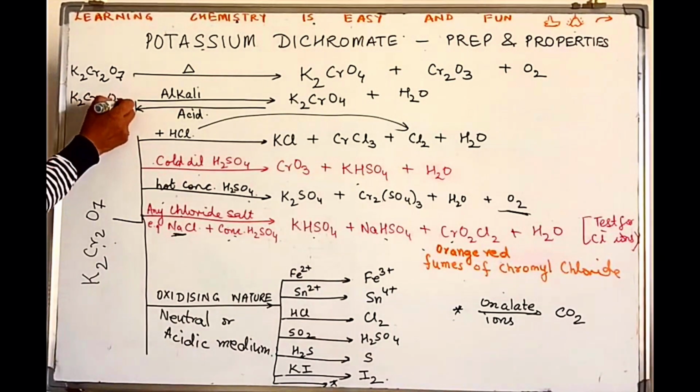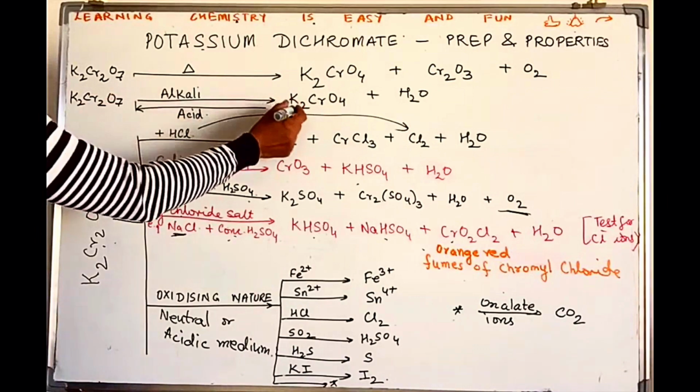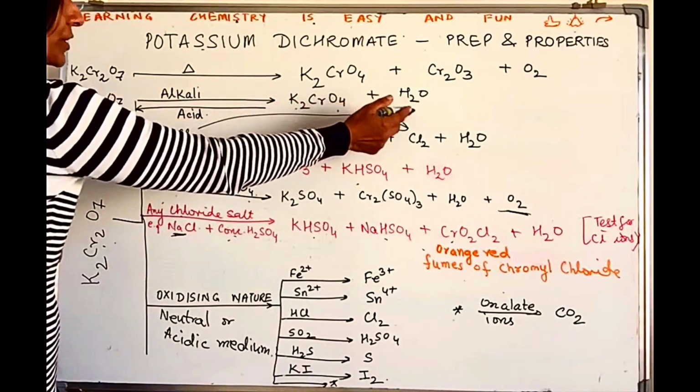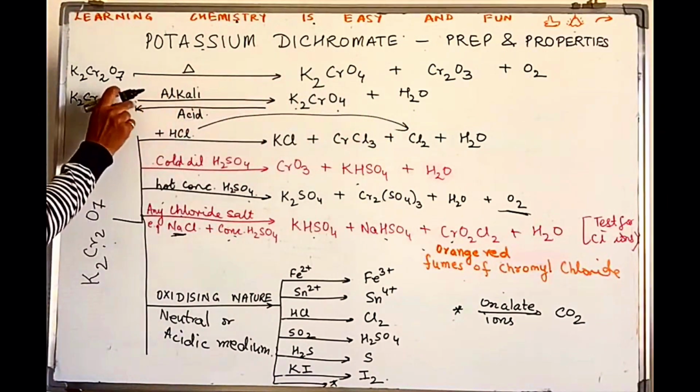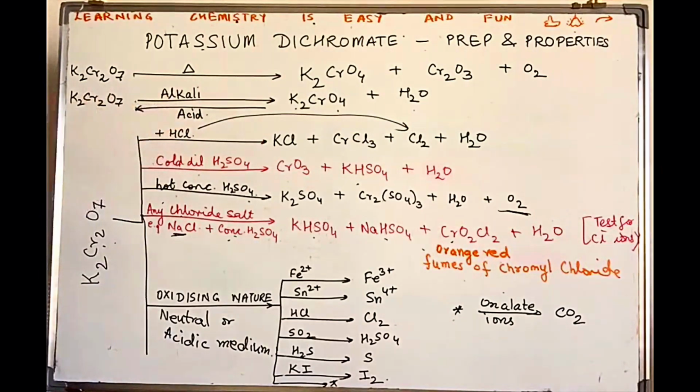K2Cr2O7 in the presence of an alkali gets converted into K2CrO4 plus water. In the presence of an acid, the reverse reaction. Again, you can balance it.